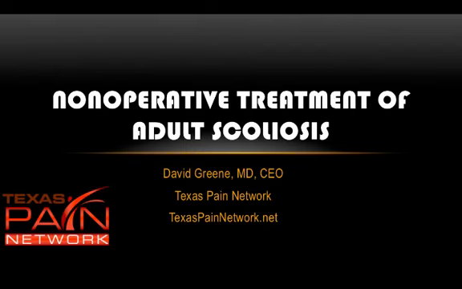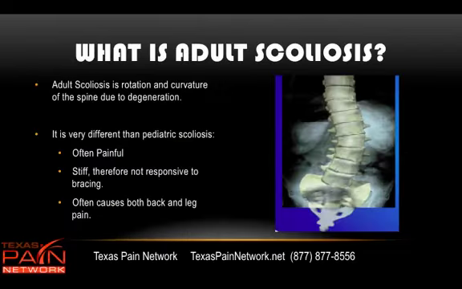The topic today is the non-operative treatment of adult scoliosis. Adult scoliosis involves rotation and curvature of the spine due to degeneration. It's not simply a two-dimensional problem. There's also rotation involved, so it is a three-dimensional problem. It's very different than pediatric scoliosis.